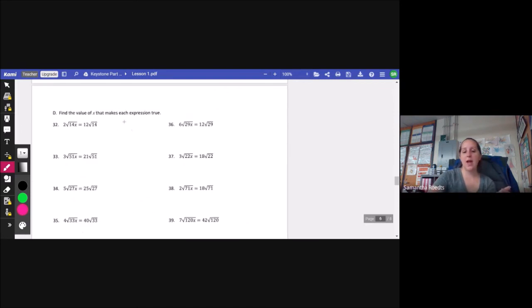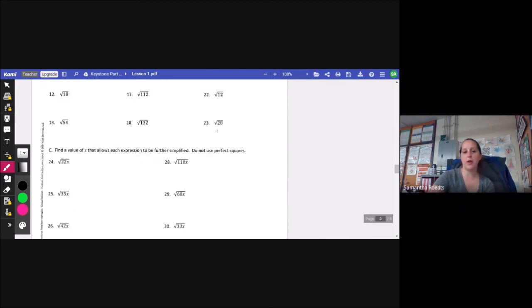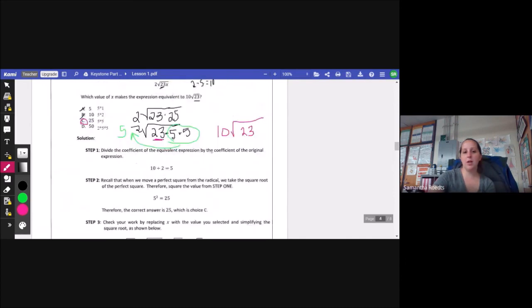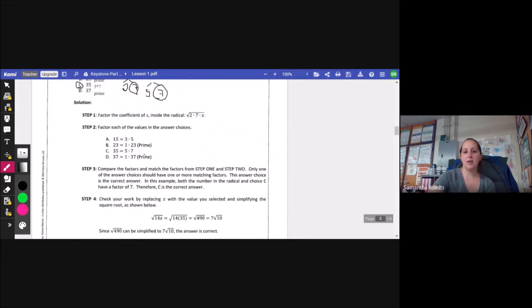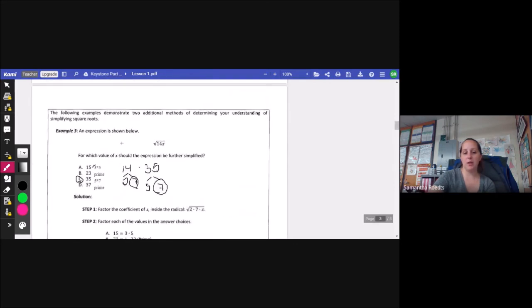D, find the value of X that makes each expression true. Okay. So what value would X be in order to, like for this one, what value of X could I use to make 6 times the square root of 29X equal to 12 times the square root of 29? Those are very similar to what we just did for example 4 and example 3. Okay.